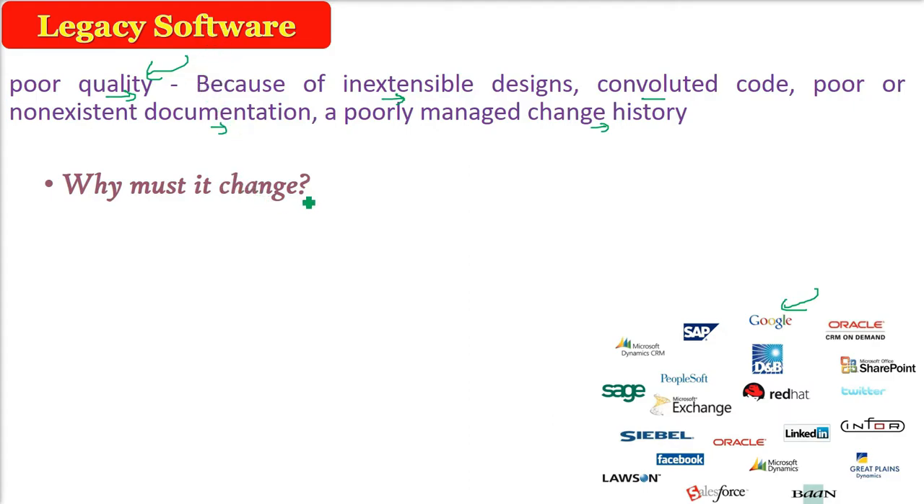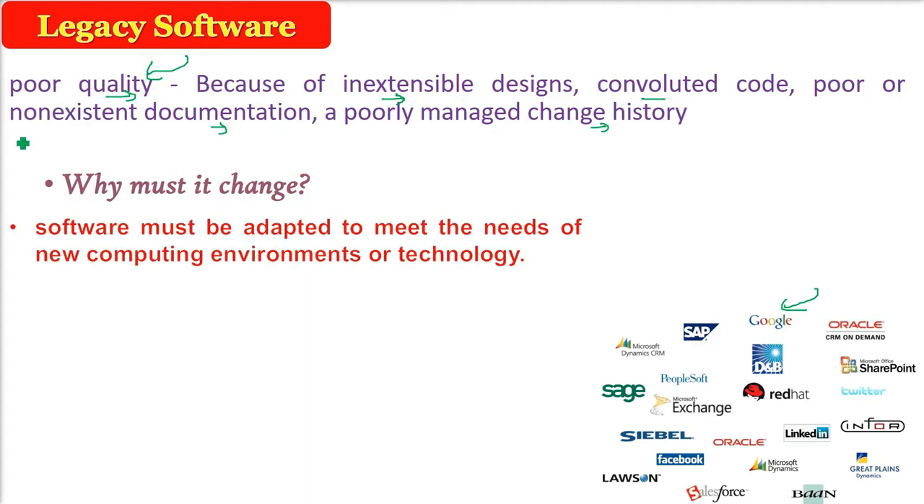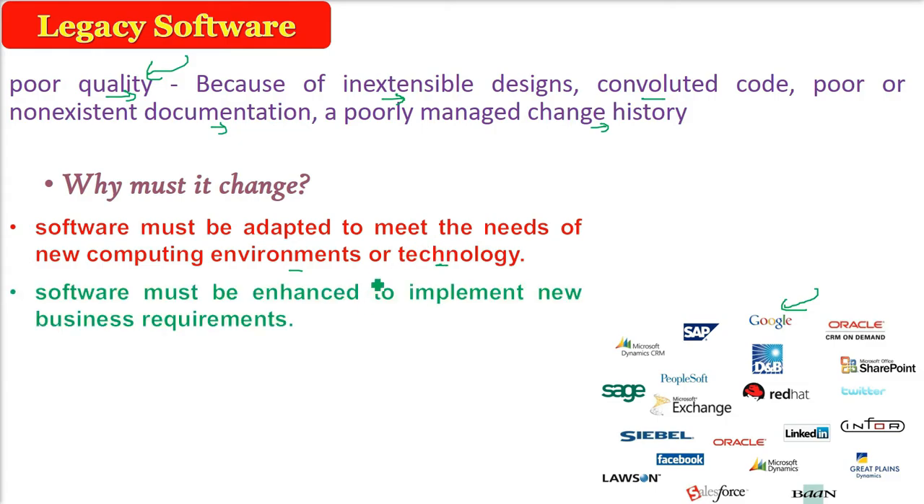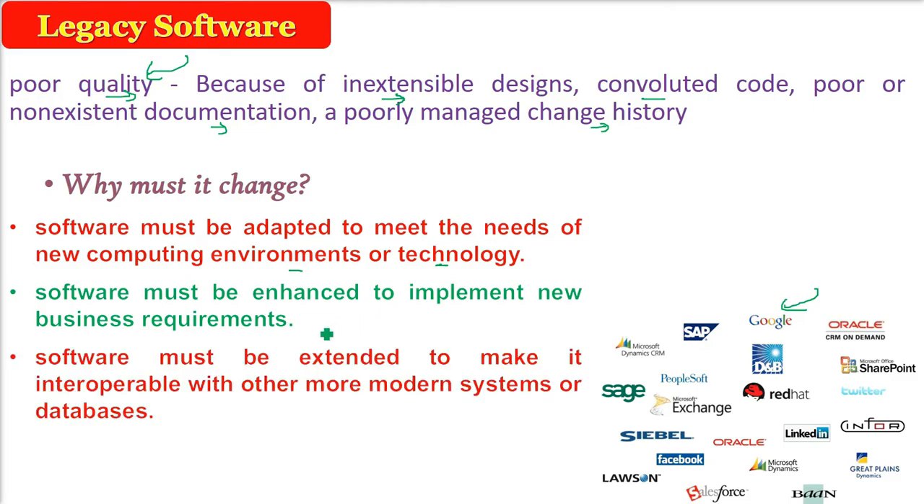So the question arises, why must it change? First thing is, life is changing, the world is changing, the environment is changing, technology is changing. So software needs to adapt and change according to the new environment. That is, new requirements are there and the software needs to be enhanced to fulfill those requirements. So the software needs to be changed, even legacy software, today's software. And software must be extended.